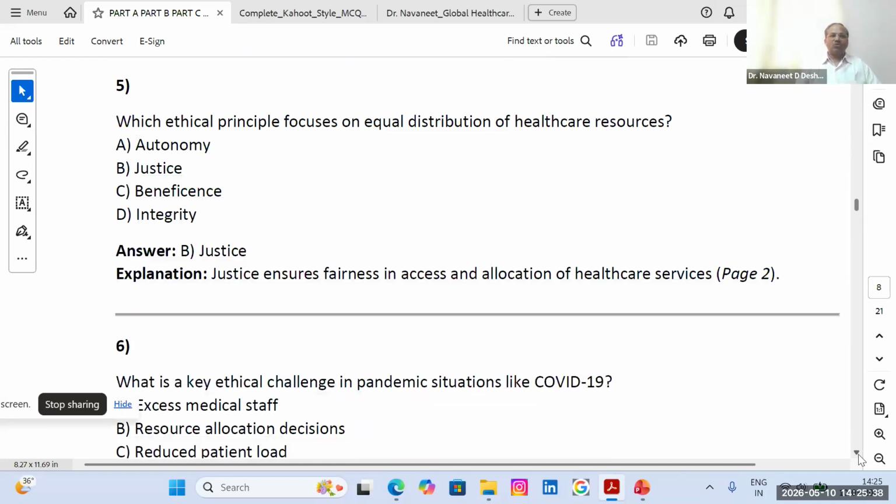The next question is, which ethical principle focuses on equal distribution of healthcare resources? A, autonomy. B, justice. C, beneficence. D, integrity. The correct answer is B, justice. Justice ensures fairness in access and allocation of healthcare services.